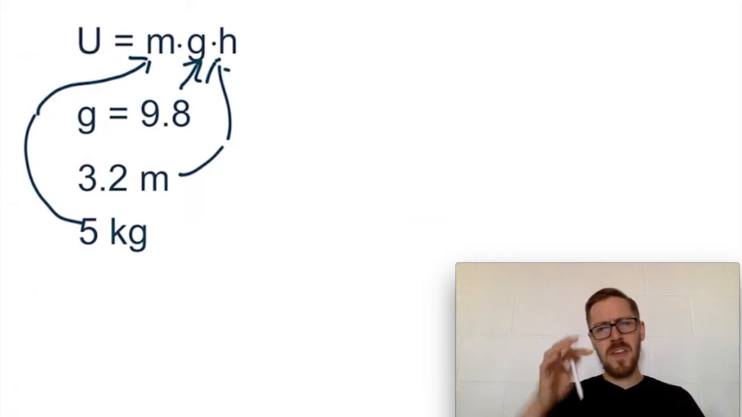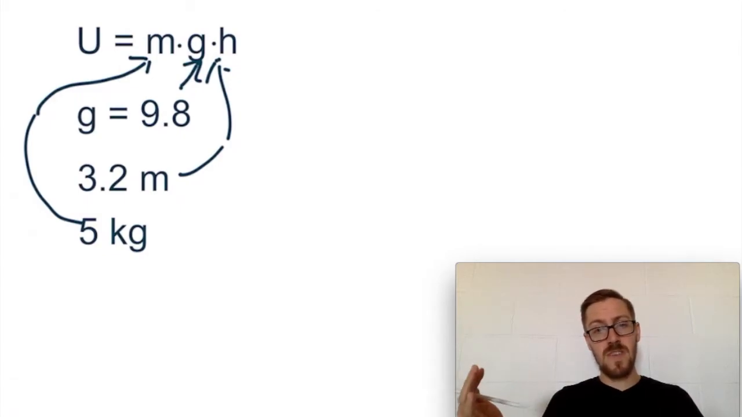Now, I know it can get a little bit confusing because the unit for height is meters, and there's an m in the equation. But there's a difference between a unit and a variable. A variable is what it represents. A unit is what we measure it in. So a variable could be height, but I could also measure that in feet or yards. Now I wouldn't because I'm a scientist and I respect myself, but g is 9.8 always. 3.2 meters tells us that it's a height, and then 5 kilograms is a mass.